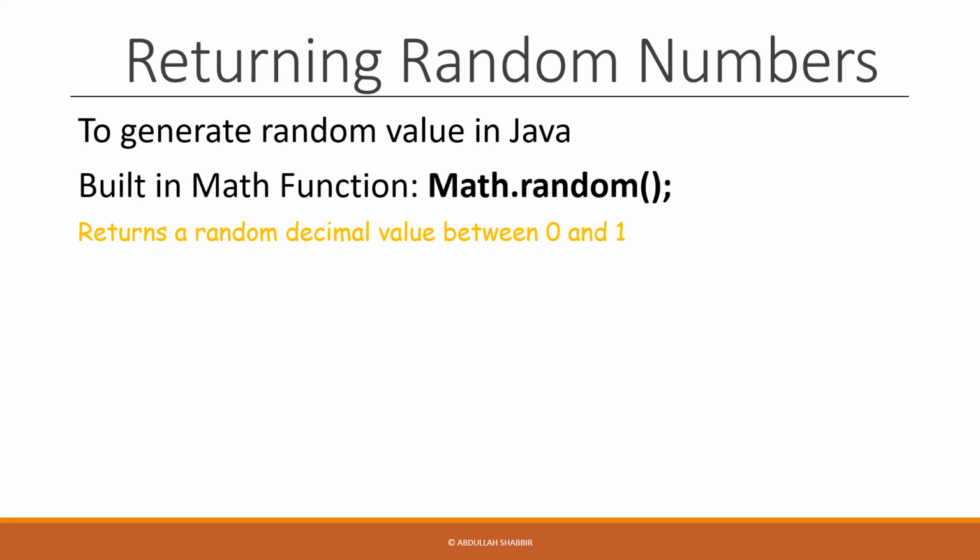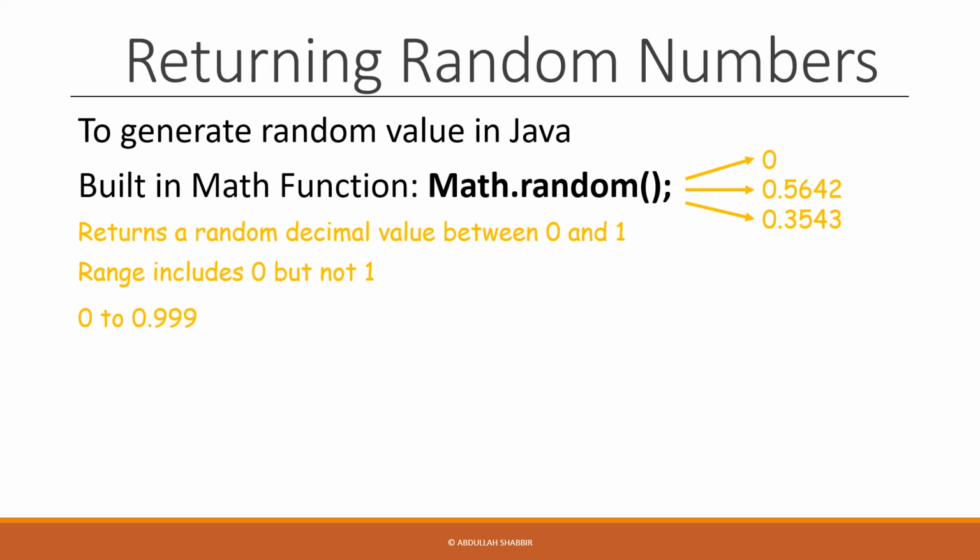The range of numbers it can output includes 0 but doesn't quite go all the way up to including 1, and each time we call random by saying Math.random, this will return a random number, like one call might return 0, another might return 0.5642, another might return 0.3543, and any small decimal up to almost 1. Its maximum return value is still going to be a decimal, just really close to 1, something like 0.999.